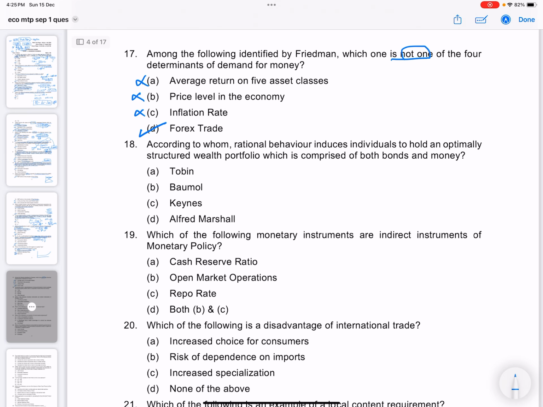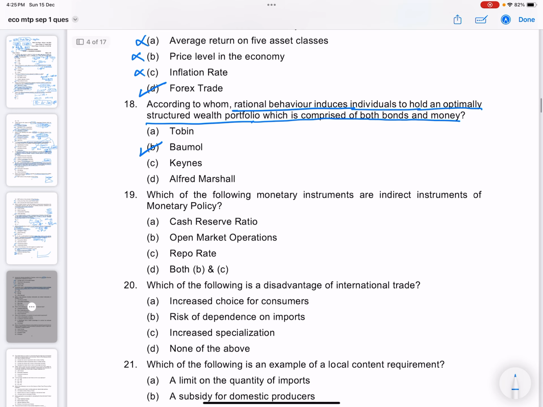Okay. Now, the 18th question. According to whom rational behavior induces individual to hold an optimally structured wealth portfolio which is comprised of both bonds and money? So if you have studied about this, it is Baumol's theory, because Keynes states you need to put your money either in bonds or in money itself. But Baumol suggests that you need to have both.